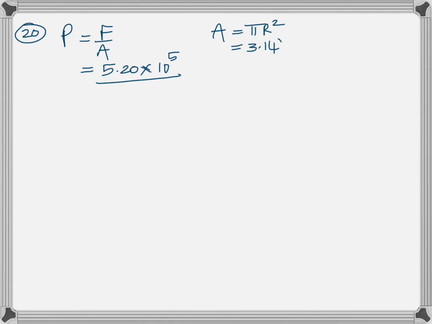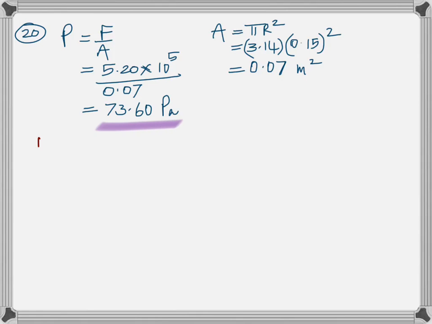Here is number 20. For you, pressure is force by area. The force is given. How do you find the area? Pi r squared, yes. Area is pi r squared. Radius is 15 centimeter. Change it into meter. It will be 0.15. So you get 0.07 meter squared. So divided by that area, you get the pressure as 73.60 Pascal.